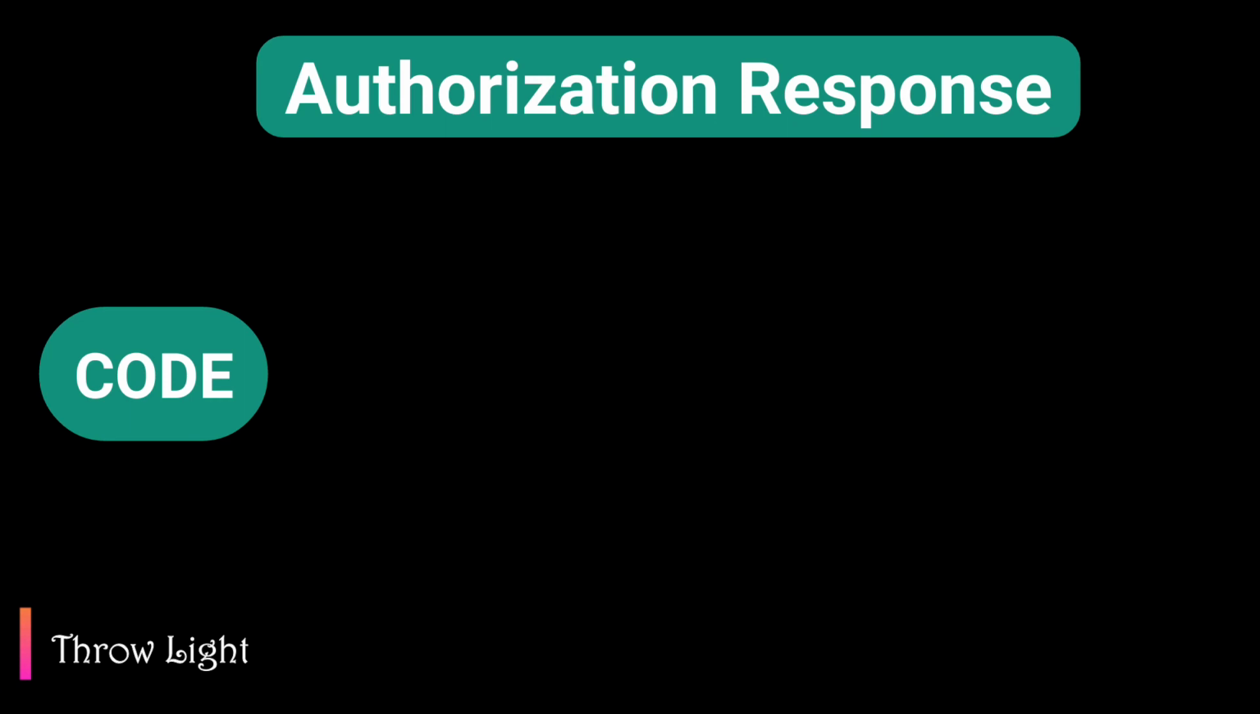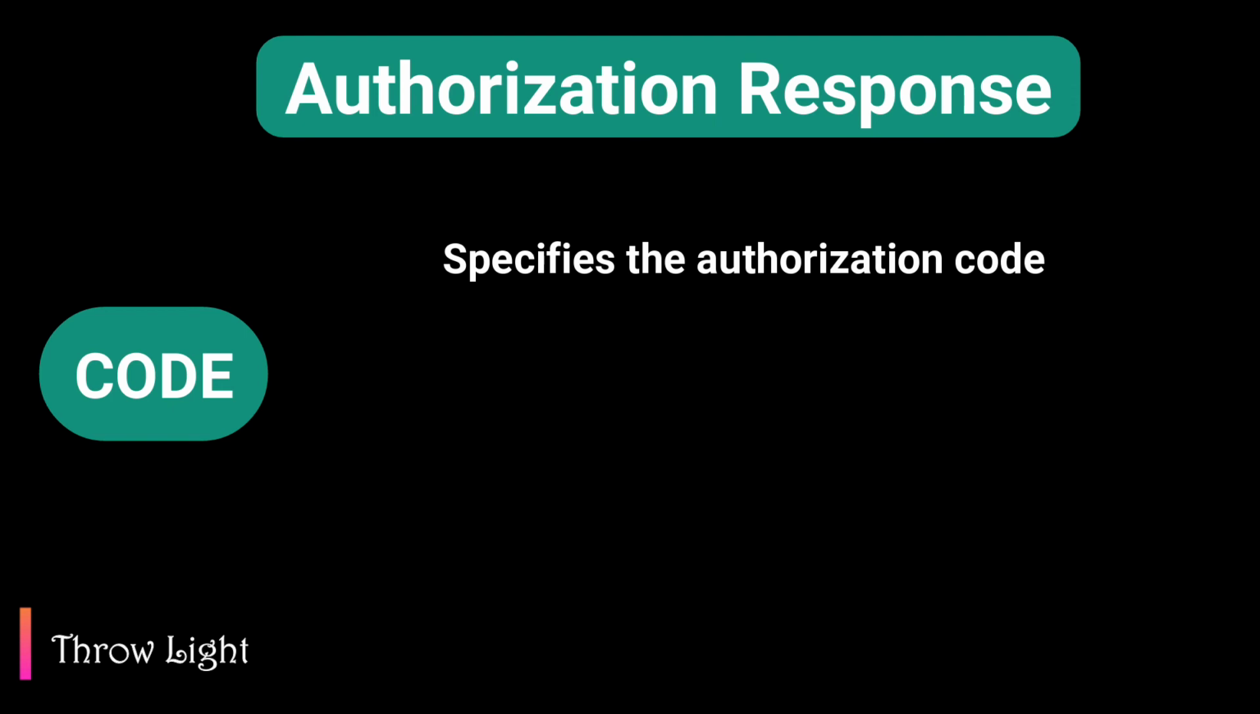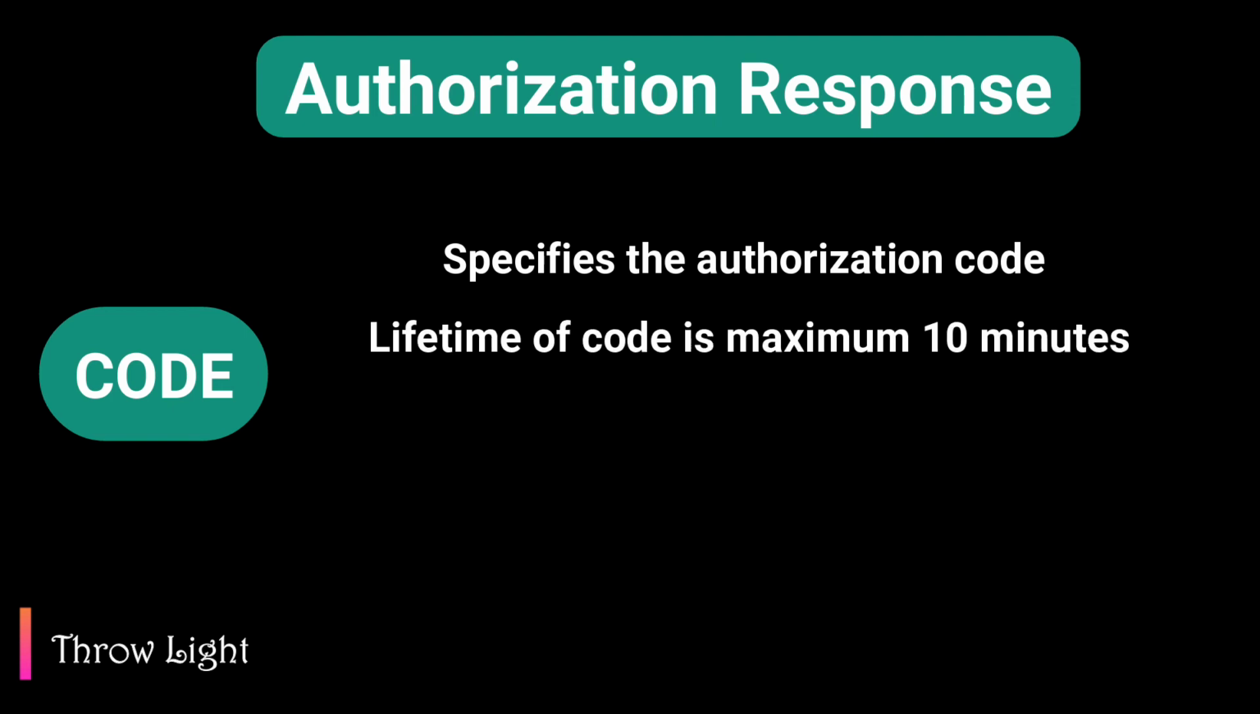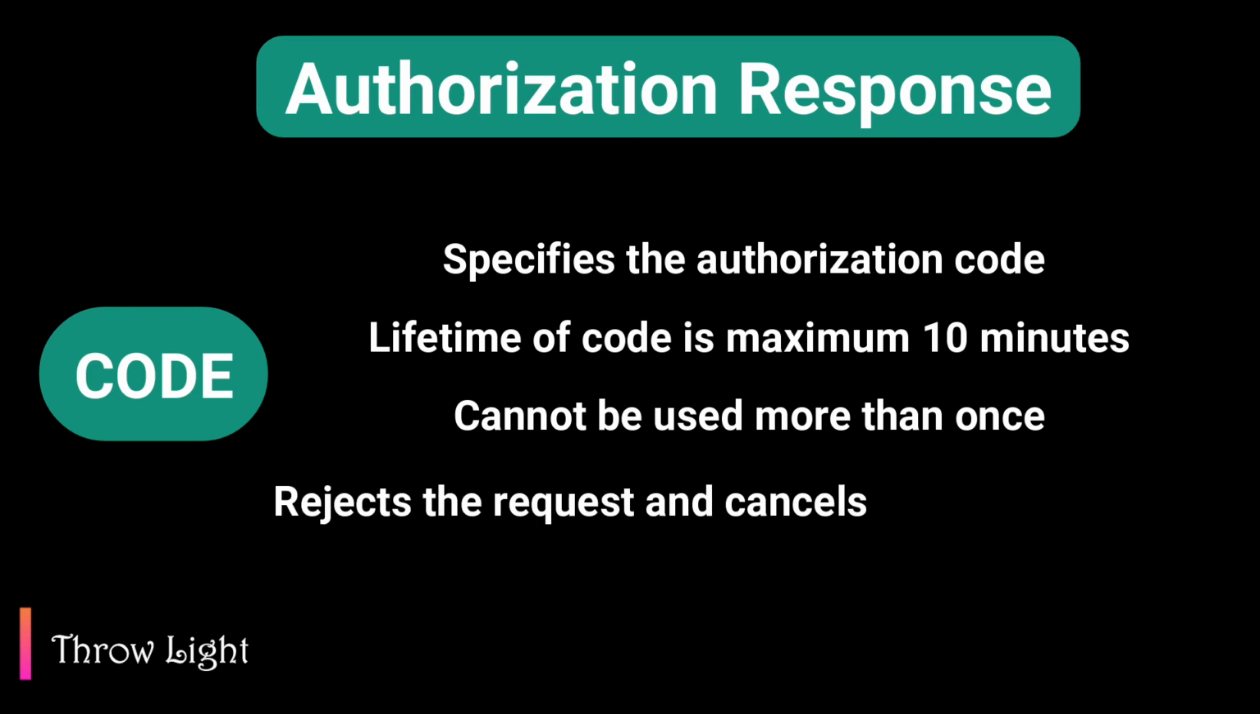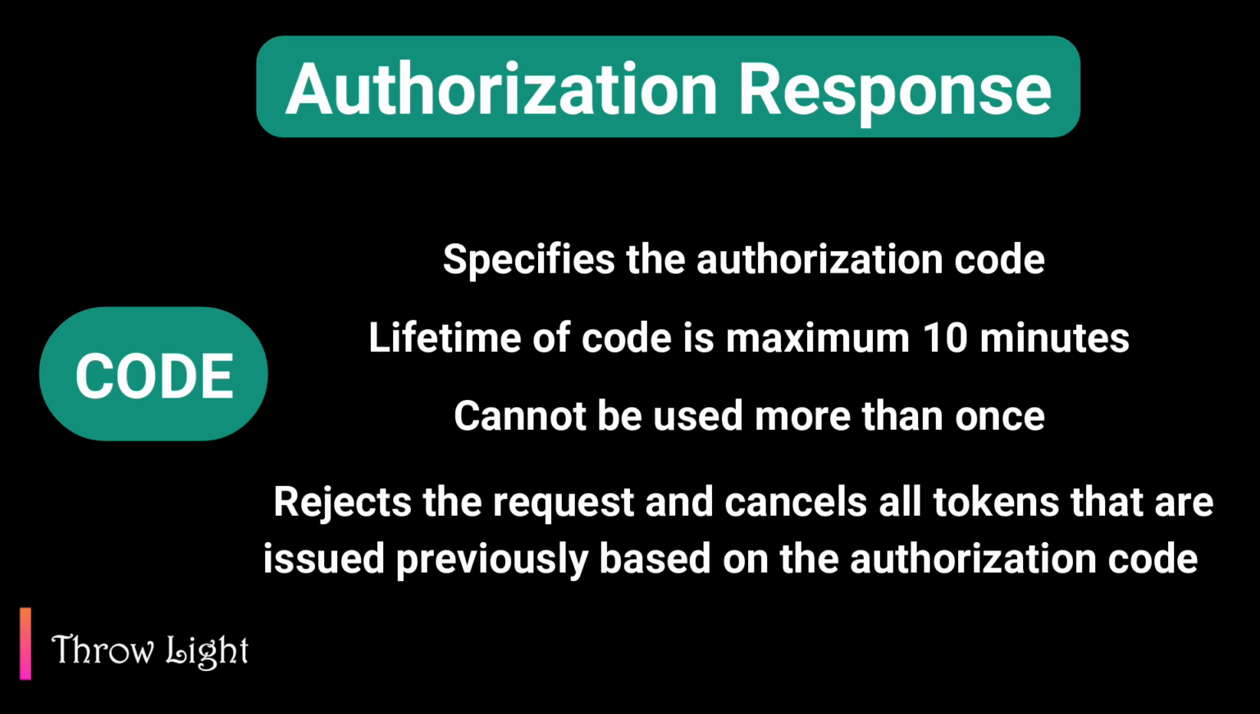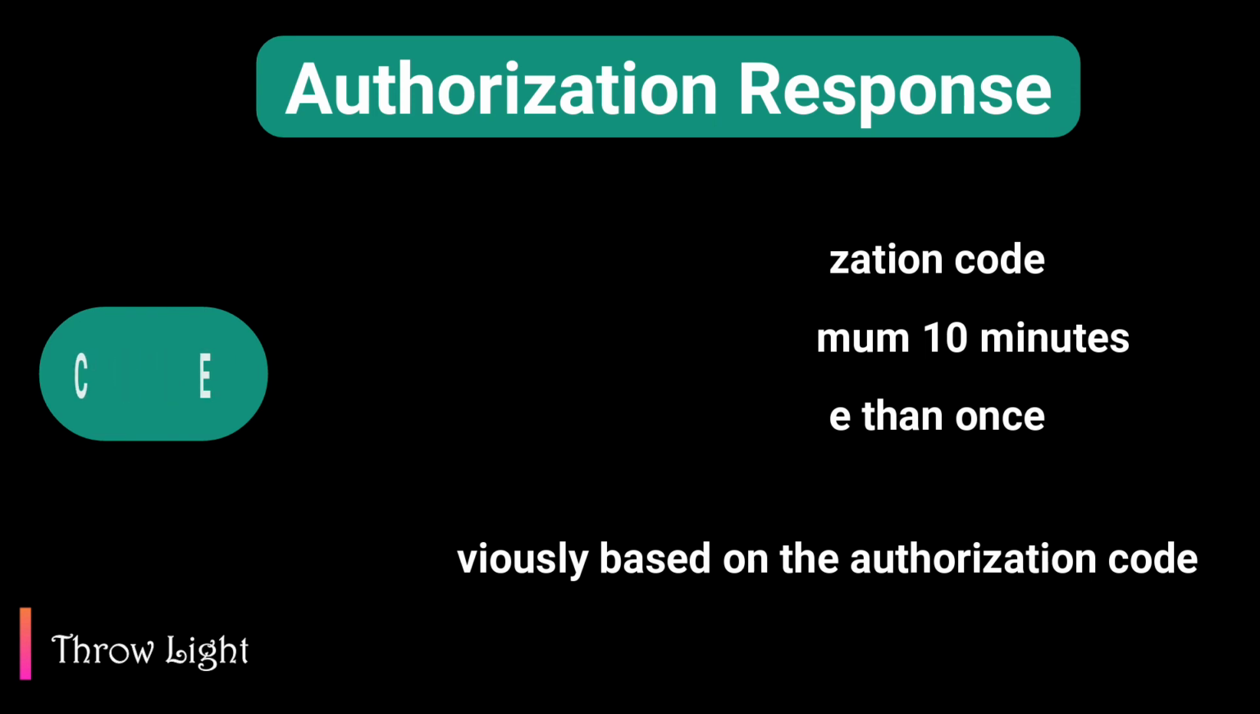First one is code. It is a required parameter that specifies the authorization code produced by the authorization server. The lifetime of the authorization code is a maximum of 10 minutes and the authorization code cannot be used more than once. The authorization server rejects the request and cancels all tokens that were issued previously based on the authorization code if the client application uses the authorization code more than once.